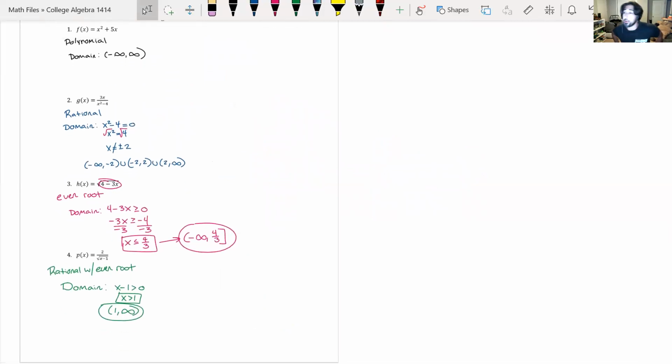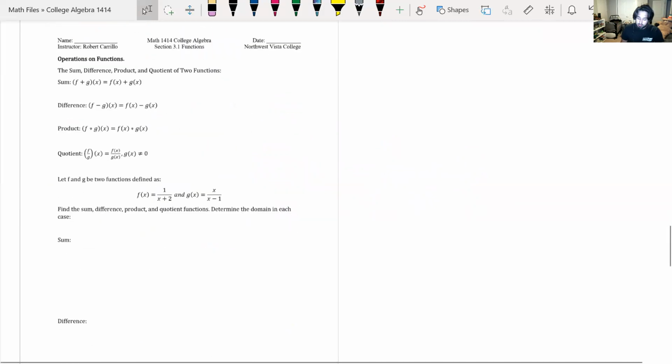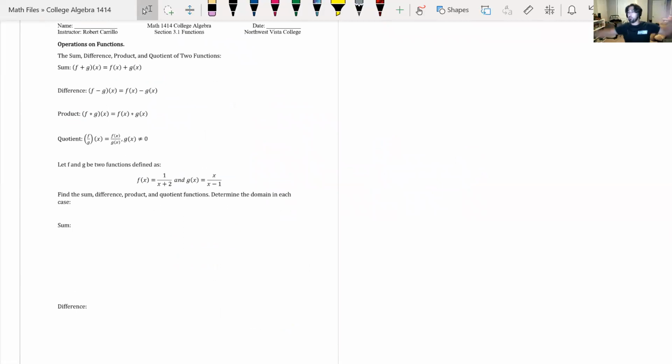And that is domain. I'm sure you've seen some of this before. Okay. Last one, and we're done. All right, this is just operations on a function. We want to show that we can add 2 functions, subtract 2 functions, multiply 2 functions, divide 2 functions, and at the same time, find their domain.